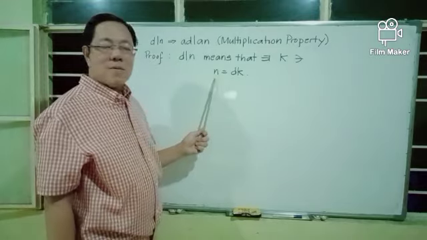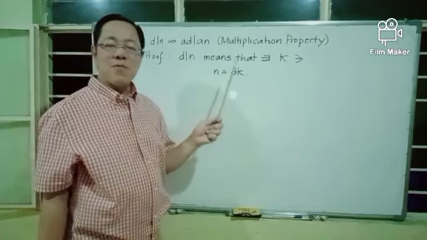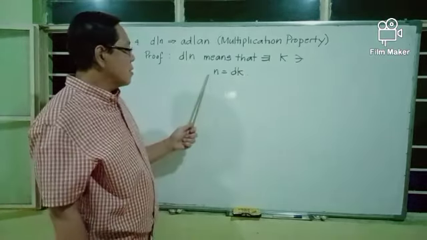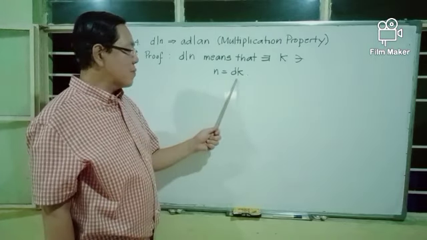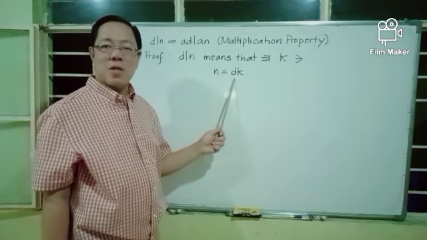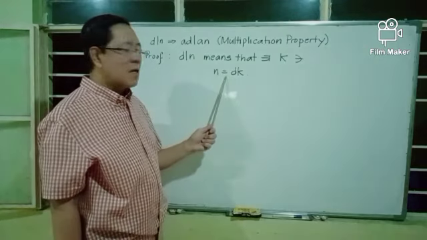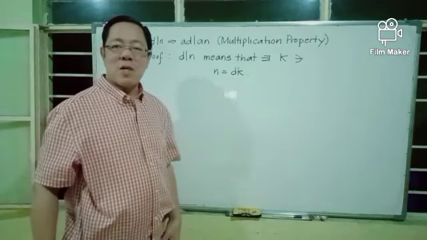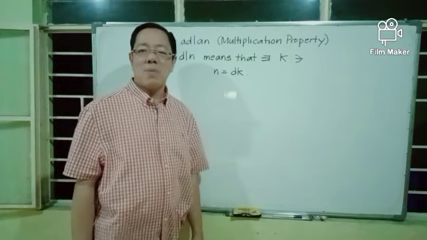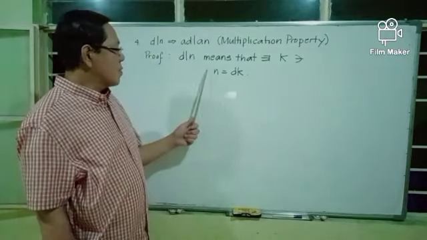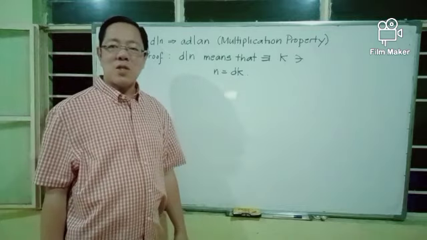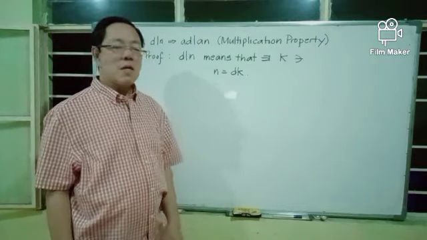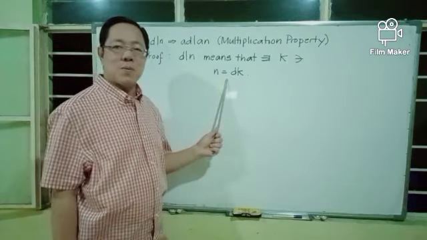Now, this property is true for any integer a. We multiply both sides of this equation by the integer a, and the equality will still be true because that is the multiplication property of equality. If you multiply both sides of an equation by the same constant, the equality holds true.